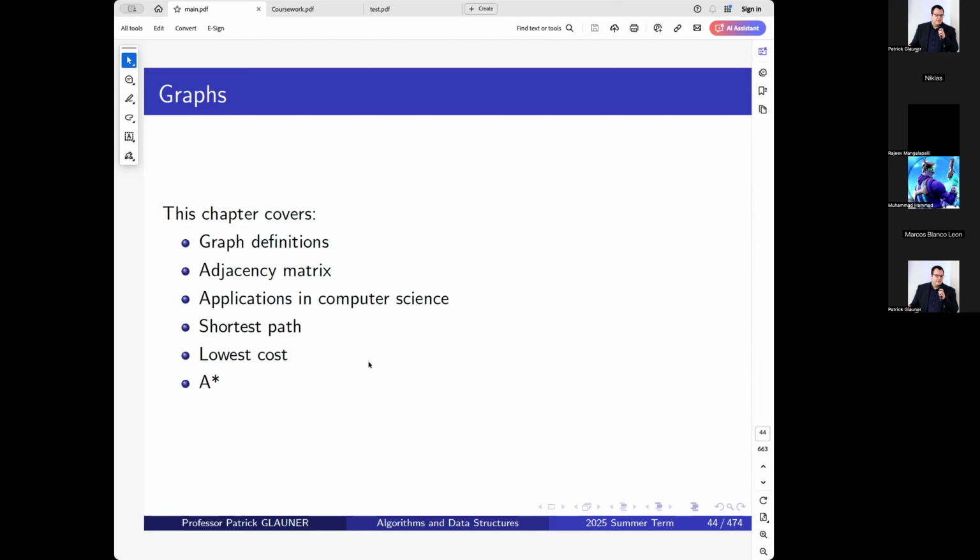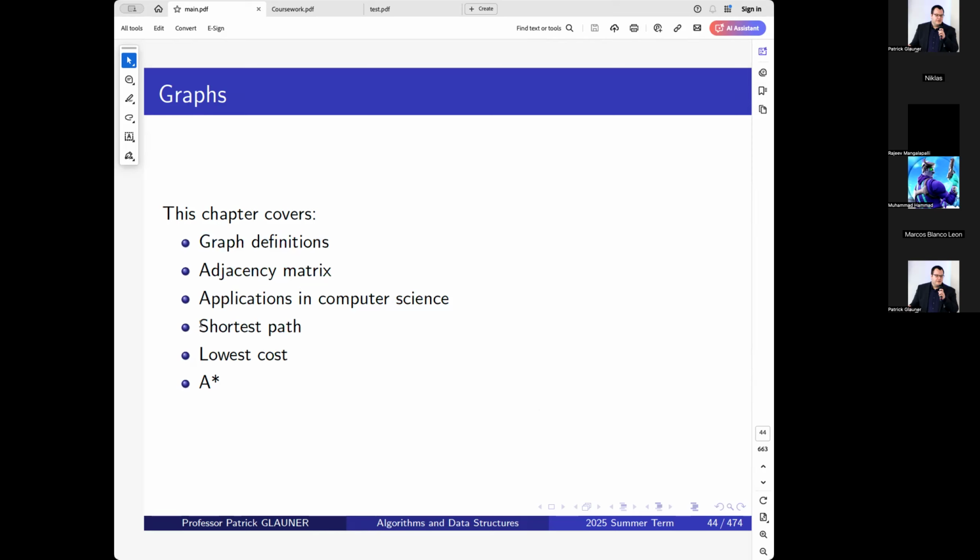But I know these very generic concepts in the beginning are challenging, but I think the learning experience is better in the long run. We will study graph definitions and so-called adjacency matrices. We will see applications in computer science. We'll try to do these three elements here today.